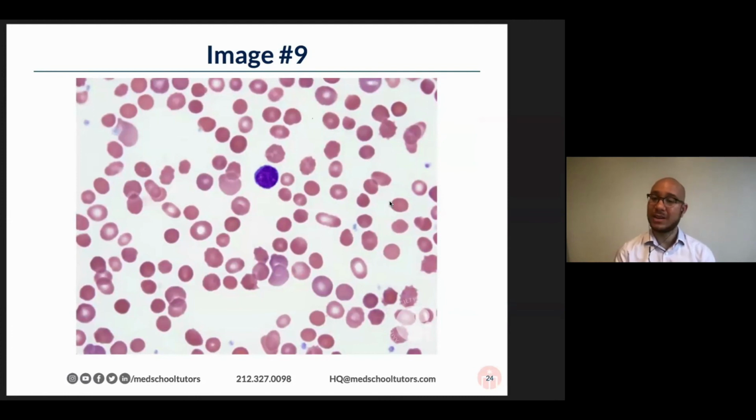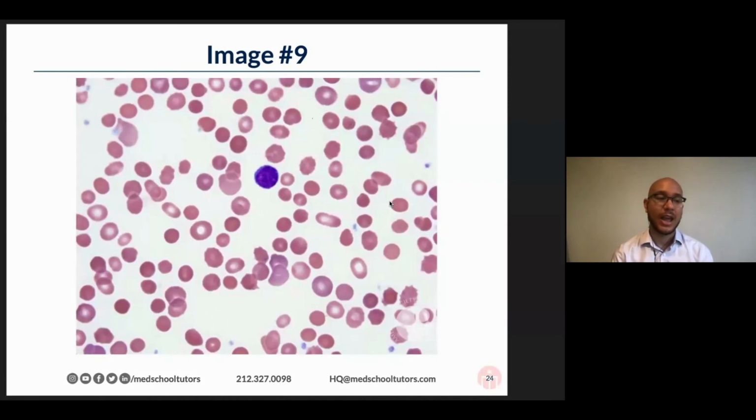And just to call out, this peripheral smear is another example where you can see all three lineages. So you see all the red blood cells. You can see some platelets along the bottom and right side of the image. And then smack dab in the middle, you see a cell that's a little bit bigger than the red blood cells. Big nucleus, white blood cell.